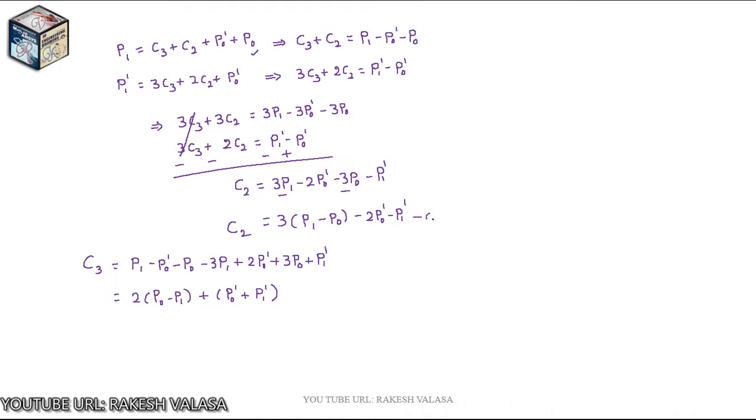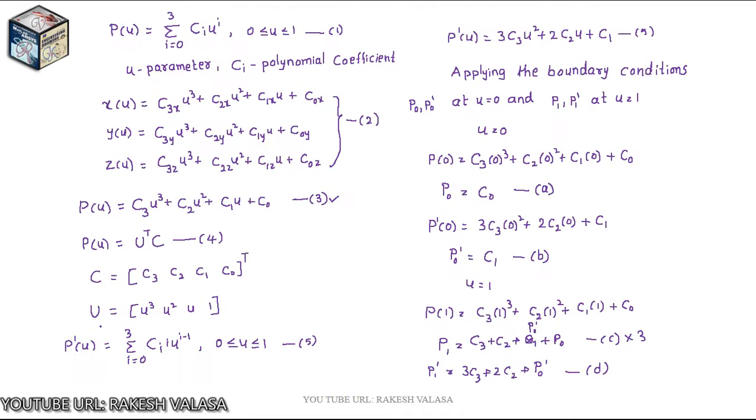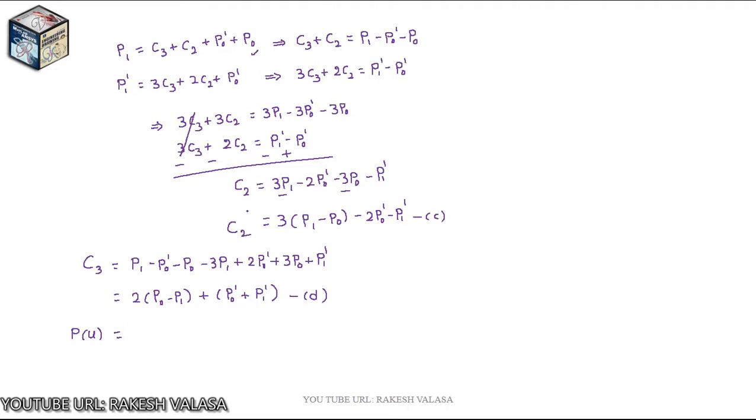This is the C, this is the D. Now substituting the C1, C0, C1, C2, C3 in the equation number 3, you can get P of U equal to, here P of U is C3 U cube plus C2 U square plus C1 U plus C0. Now substitute C0, C1, C2, C3 in the equation number 3.